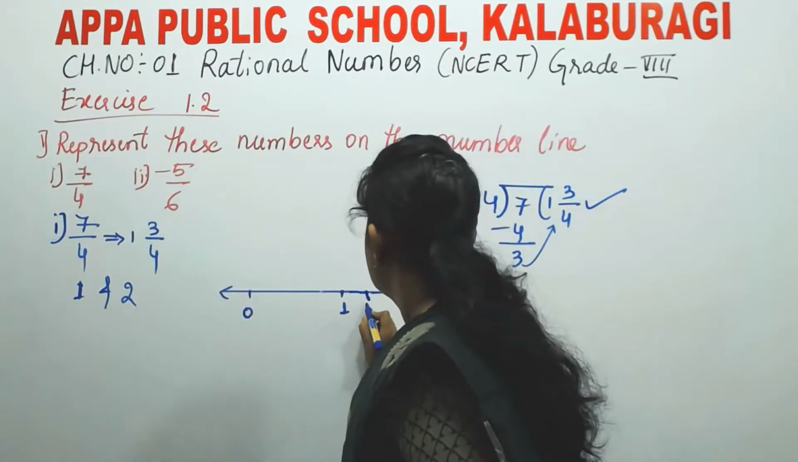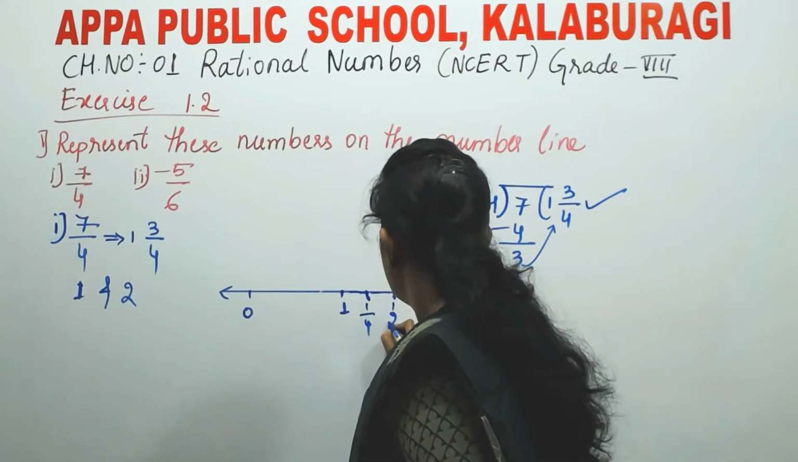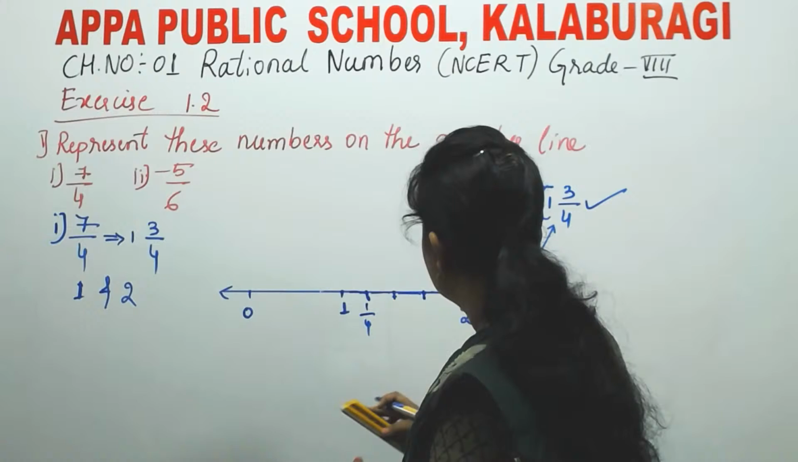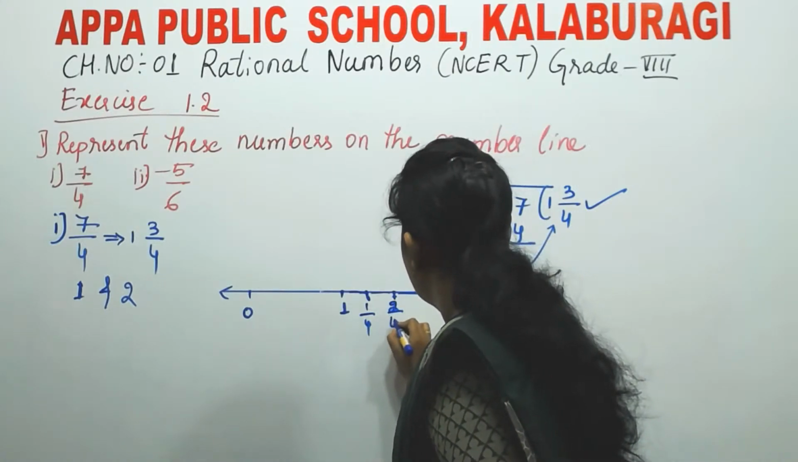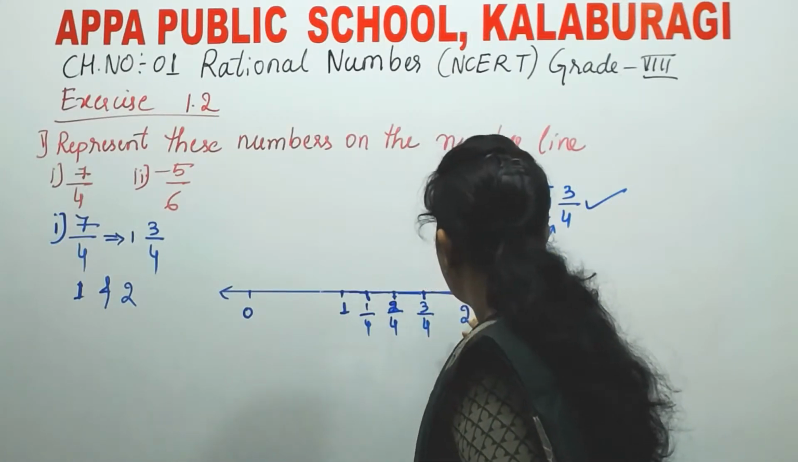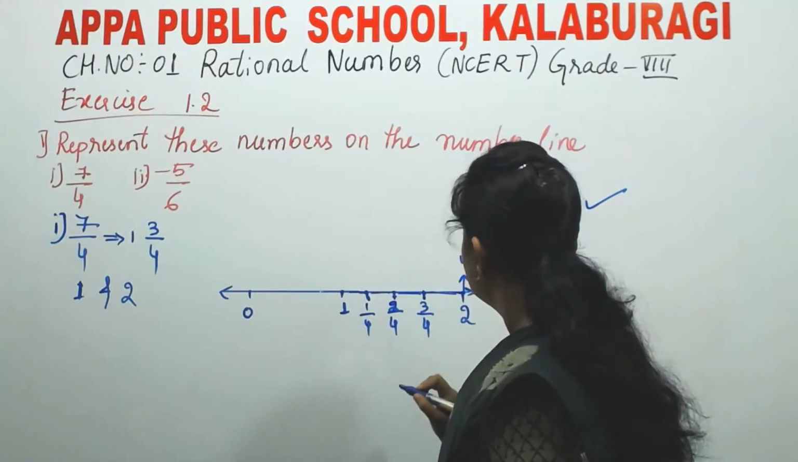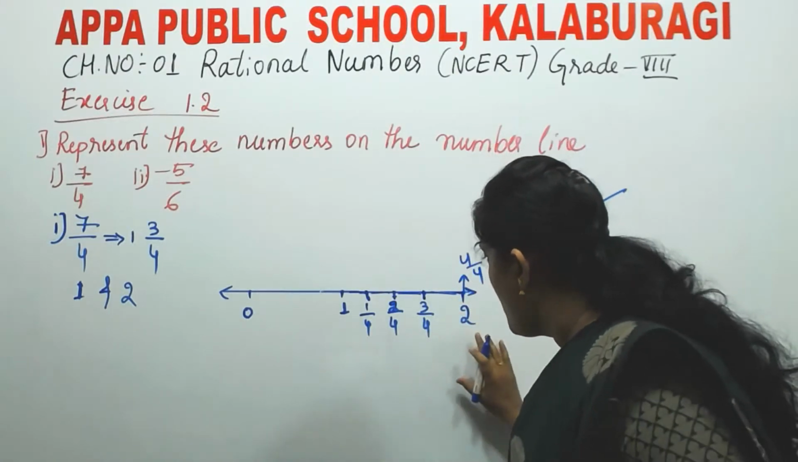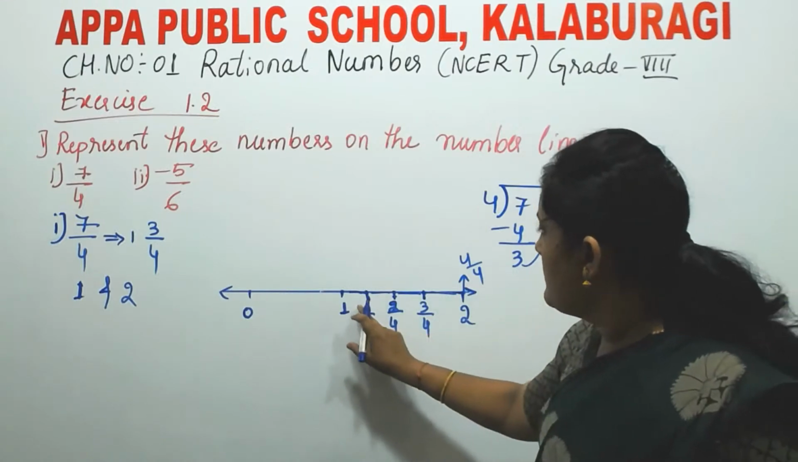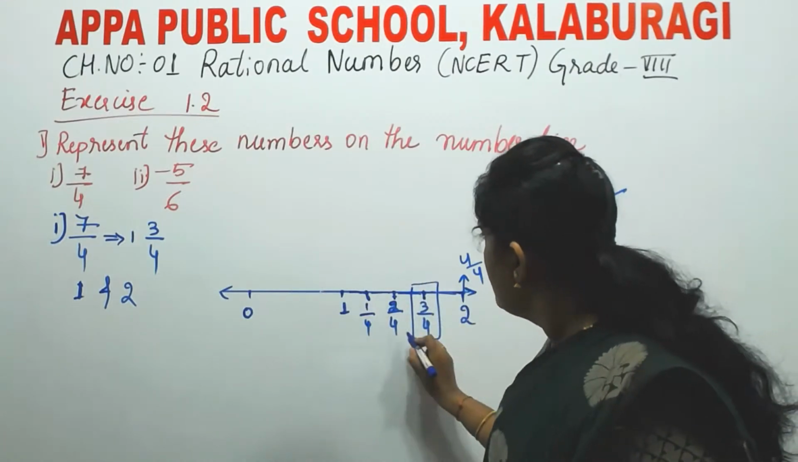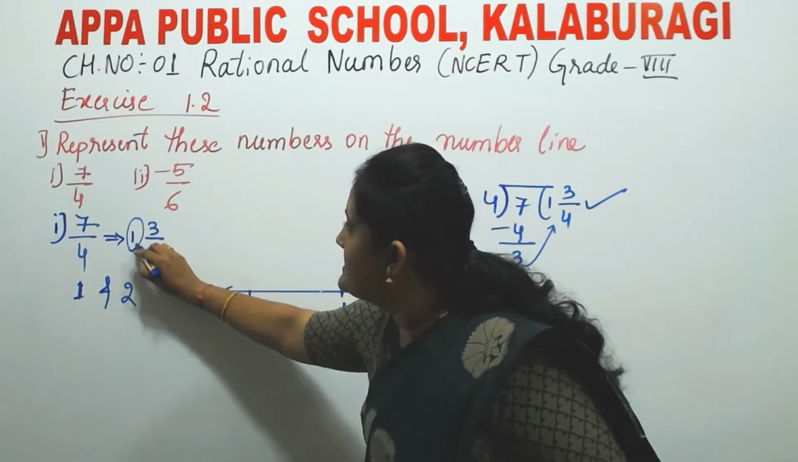So 3 by 4 means this 1 by 4, 2 by 4. This will be 2 by 4, and this will be 3 by 4. 2 means definitely we will get this 4 by 4. 4 by 4 means again it will be 4 parts. So that's what 1 by 4, 2 by 4, 3 by 4. So 3 by 4 we require. Why 3 by 4? Because already 1 is there here.